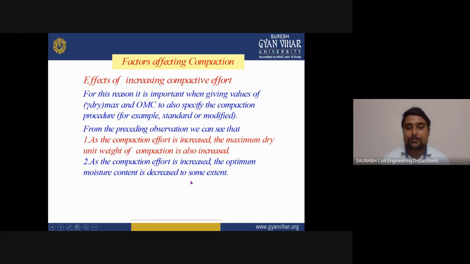From the preceding observation, we can see that as the compaction efforts is increased, the maximum dry unit weight of compaction is also increased. As the compaction efforts is increased, the optimum moisture content decreases to some extent.